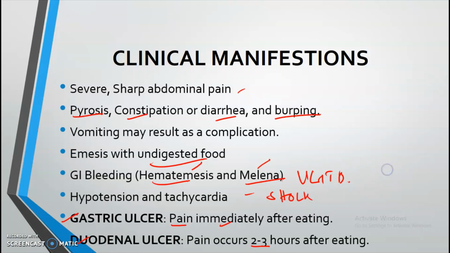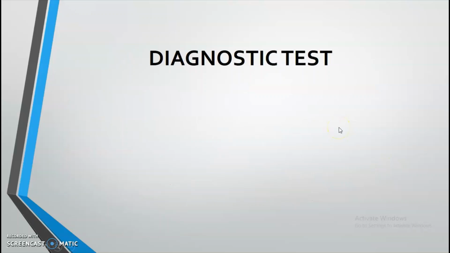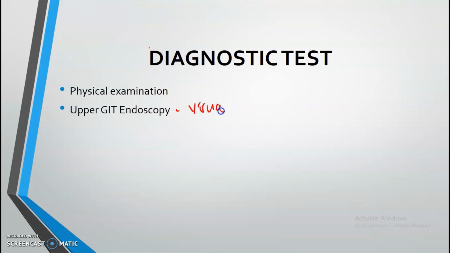Established, we are now ready for the diagnostic test. For the diagnostic test, guys, okay, first is of course your physical examination. So this will collect now the objective data coming from the patient as observed by the examiner, which is most commonly the nurse or the physician. Okay, another one is the upper GIT endoscopy. This is to visualize the upper gastrointestinal tract. Okay, and this is actually the confirmatory test.